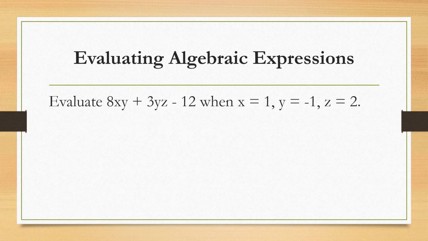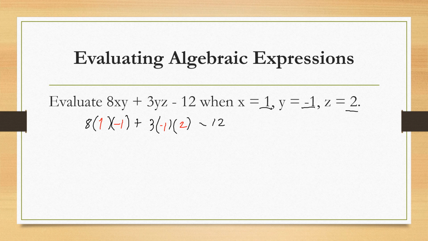So last example, we have 8xy plus 3yz minus 12. Find the evaluate when x is equal to 1, y is equal to negative 1, and z is equal to 2. So lahat ng variable papalitan natin ng given na binigay dito. So what will happen is that magiging 8 times ang x natin ay 1, ang y natin ay negative 1, plus 3, and then substitute the value, ang y natin ay negative 1, ang z ay positive 2. Then minus 12.